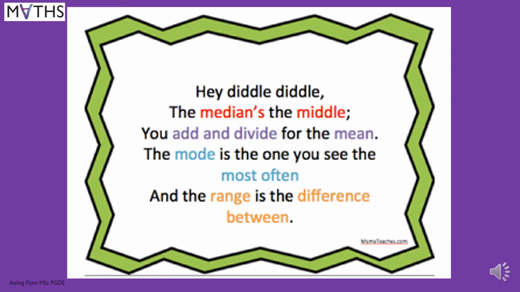Okay, here's a little rhyme you'll find on the internet to remember your averages and also your range. It goes, hey diddle diddle, the median's the middle. You add and divide for the mean. The mode is the one you see the most often, and the range is the difference between. So if you like that, you can use it to help you.